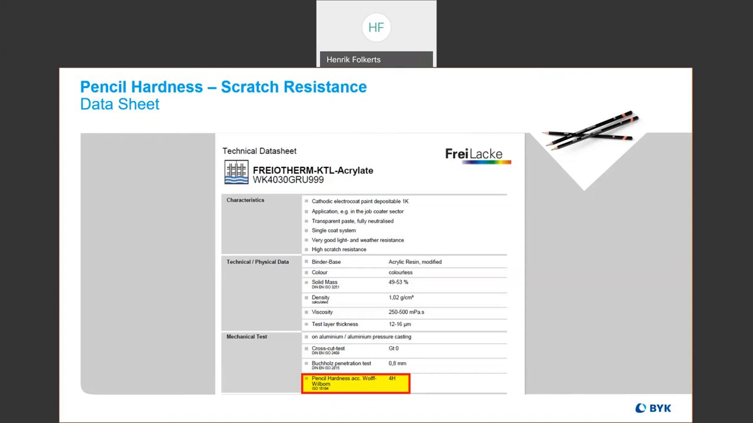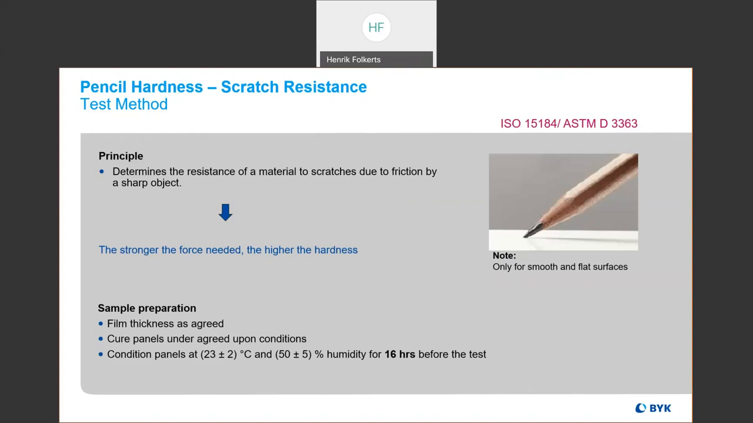But the question is, what does this value tell us? For this test method, an ISO standard as well as an ASTM standard exist. The principle is determining the resistance of a material to scratches due to friction by a sharp object. Here, this is the sharp object. The stronger the needed force, the higher the hardness. Important is that this method works only on smooth and flat surfaces.